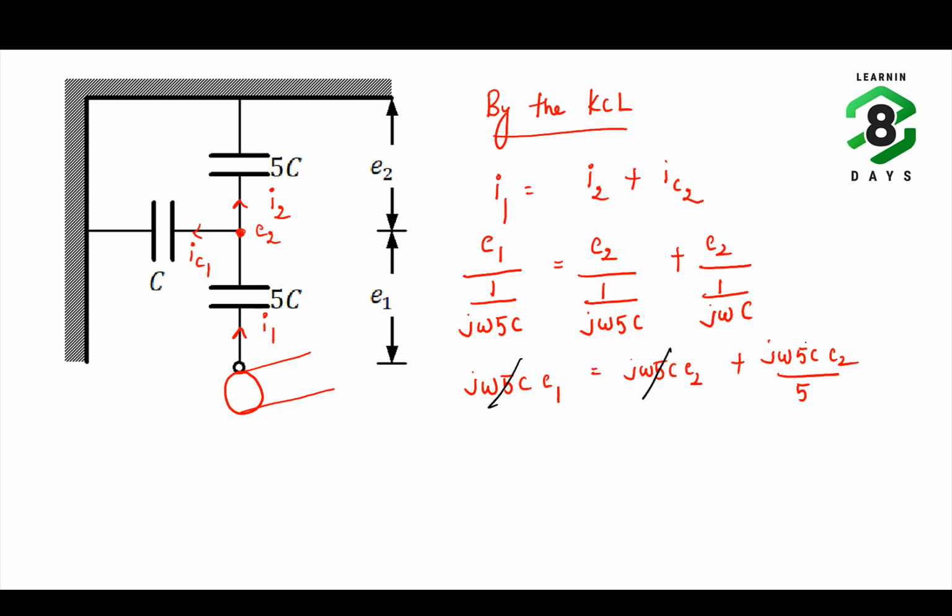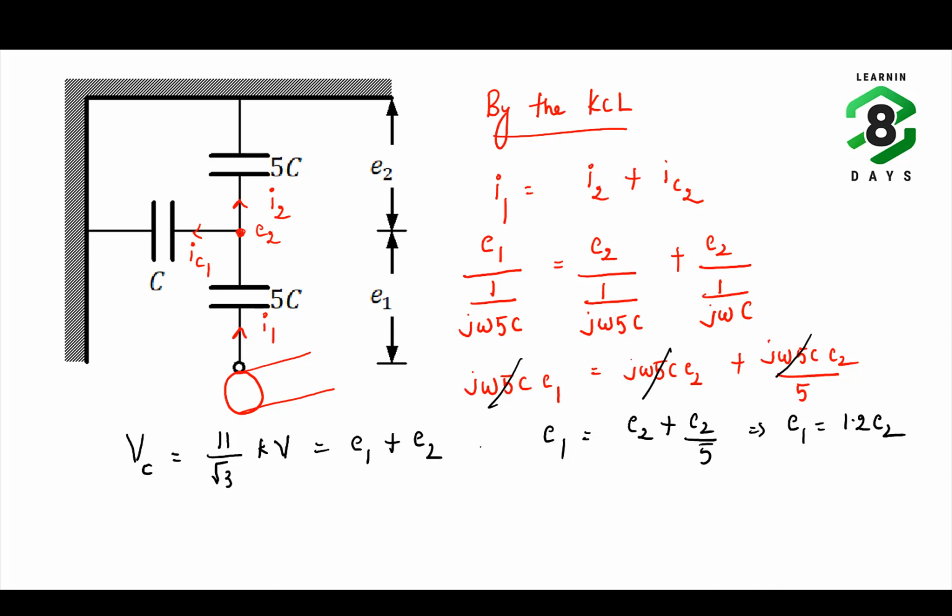If you cancel j omega 5C in all of them, you're going to get the relation E1 is equals to E2 plus E2 divided by 5, which implies E1 is equals to 1.2 E2. Now, what is the voltage of the conductor with respect to tower, which we have already calculated? The voltage of the conductor with respect to tower or ground is 11 by root 3 kilovolt. So this value is equals to how much? This value is equals to E1 plus E2.